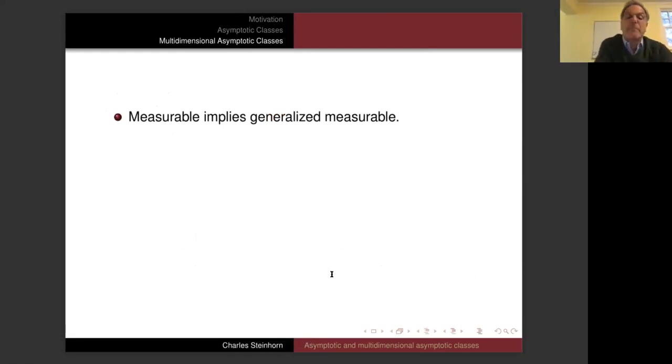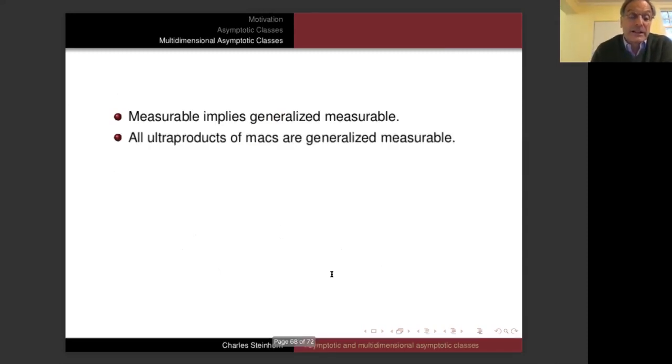And it turns out that measurable, of course, implies generalized measurable. I gave you what the measuring ring is, basically for a one-dimensional asymptotic class. All ultraproducts of R max are generalized measurable. Again, you rely on the ultraproduct to determine the measuring ring, but here you have to do a little bit more work to get the measuring ring than you do in the case of, say, asymptotic classes.